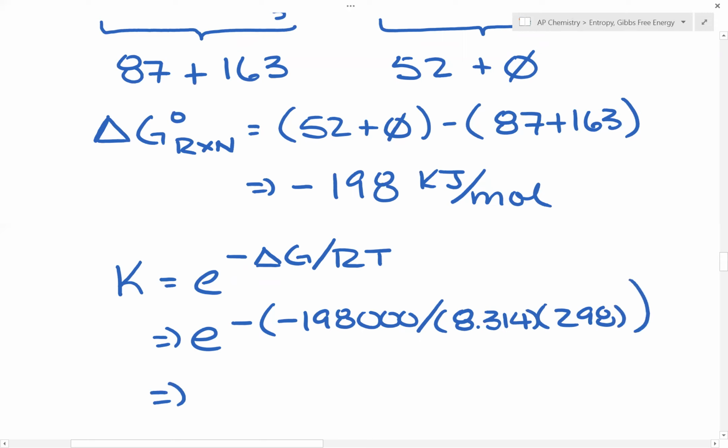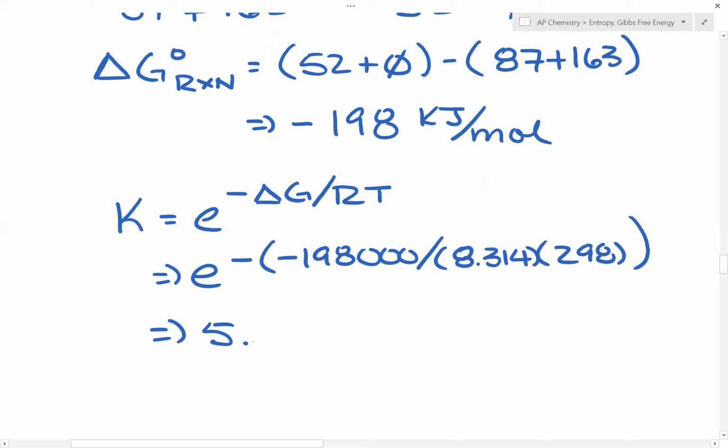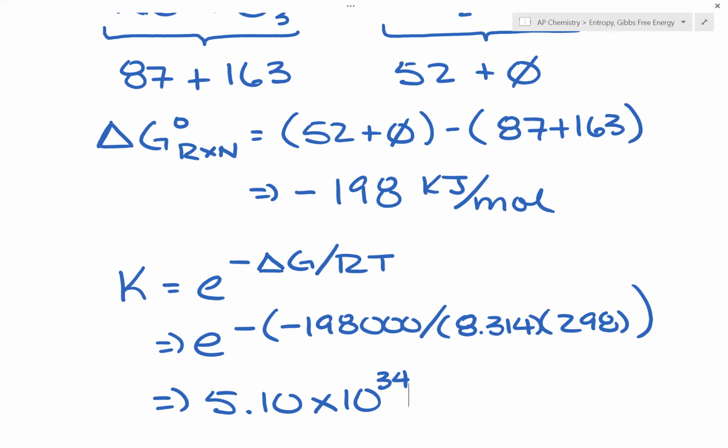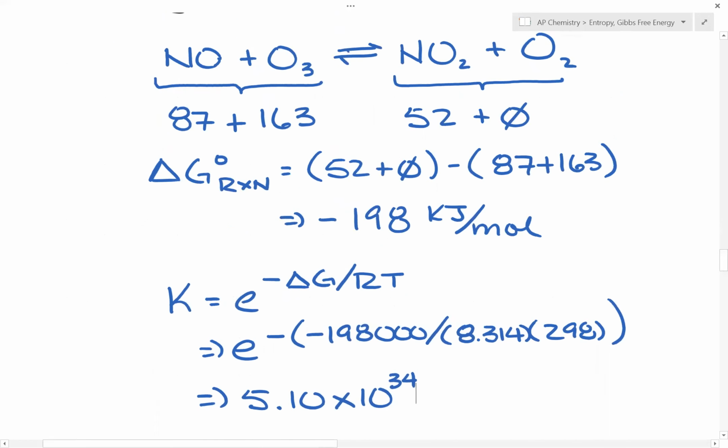Okay. Divided by 8.314 divided by 298. Okay, and then if we take the inverse log, the answer would be 5.10 times 10 to the 34. Now, looking at the K value, you notice it is a very large value. That means products are favored, which is supported by the large negative delta G value.